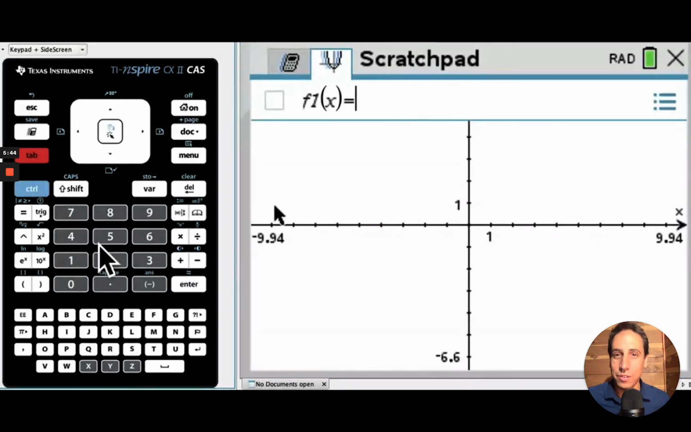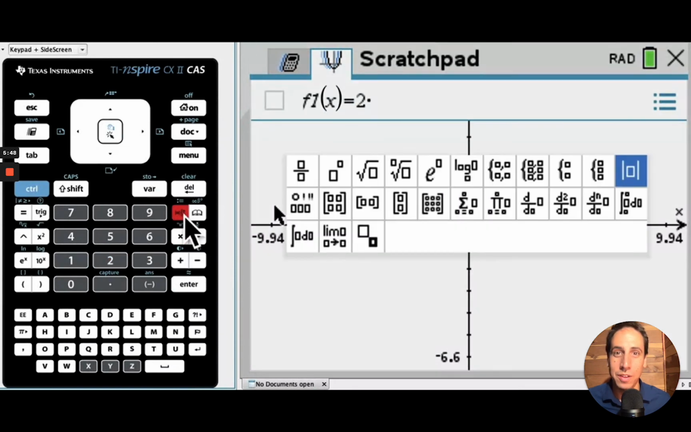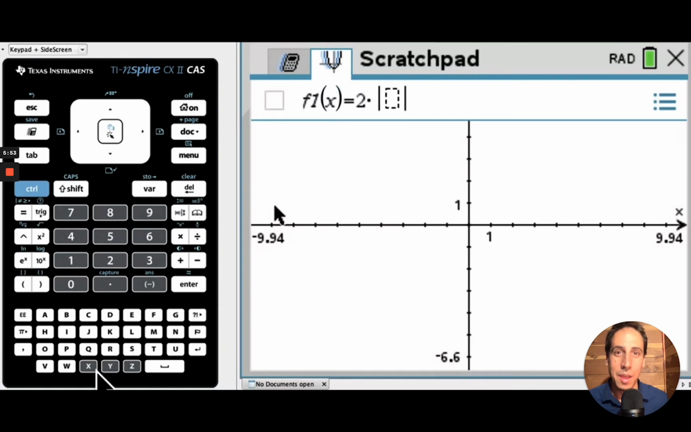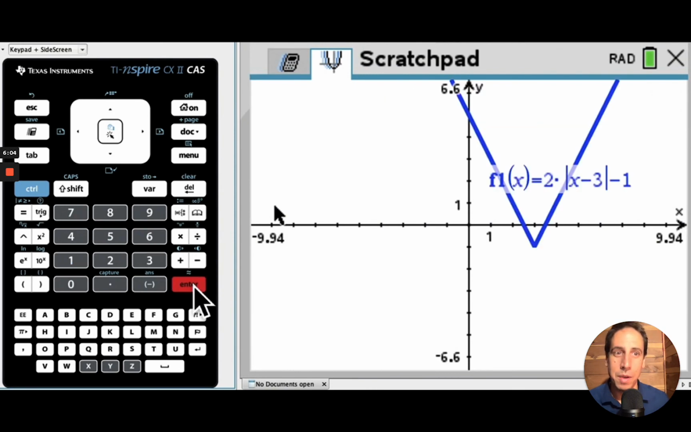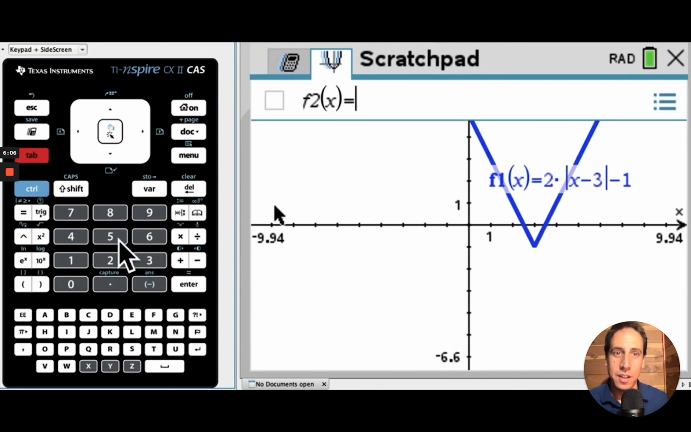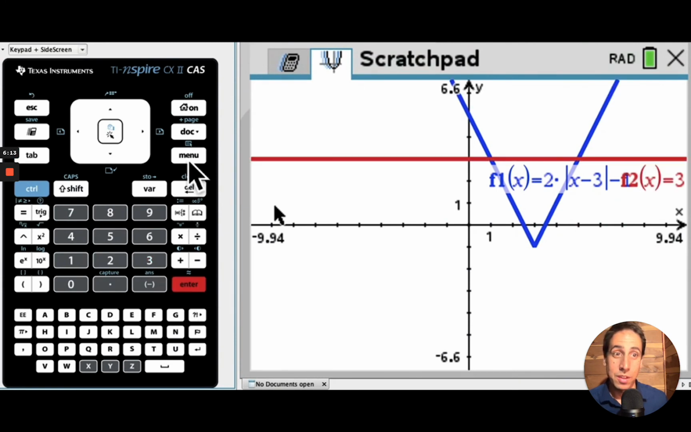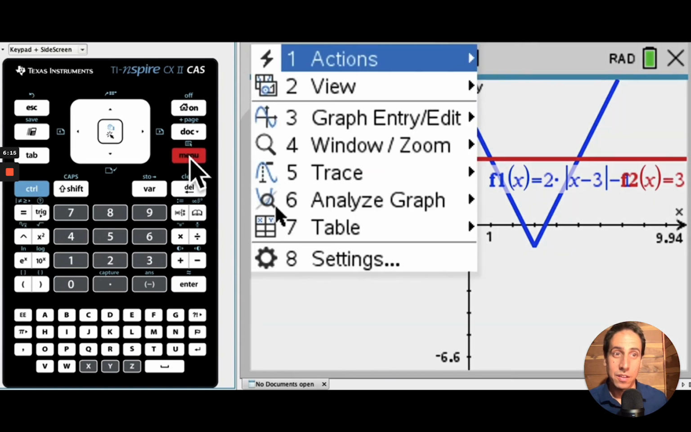We're going to go to the Graphing Scratchpad and type in 2 times, frequently used symbols, and then select the absolute value that's all the way on the top right, and then x minus 3, not negative 3, x minus 3, and then get out of the absolute value and say minus 1. And there it is. Check that out. We've got a nice little absolute value V on the graph. I'm going to go tab 3 to graph the second function, f2 of 3.